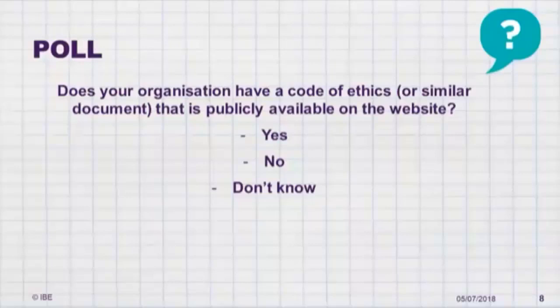I'll just read out the questions again, just in case anybody's got problems getting the visual on this one. Does your organization have a code of ethics or similar document that is publicly available on the website? Three choices, nice and easy: yes, no, or you don't know, not sure.